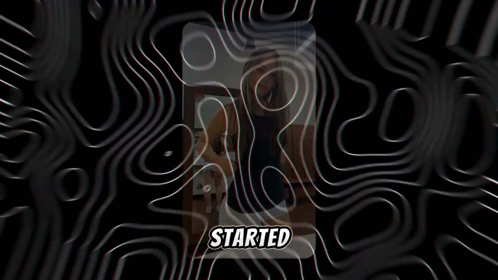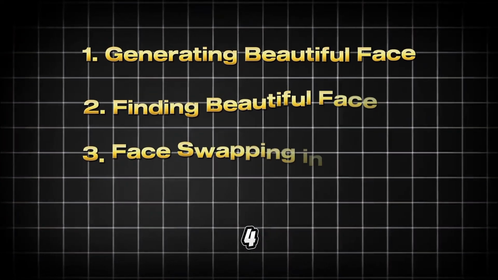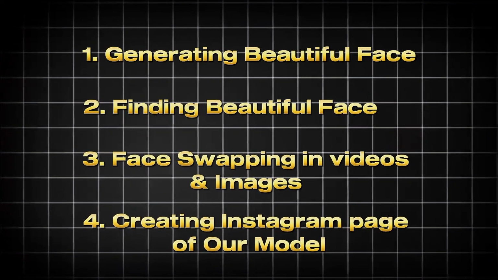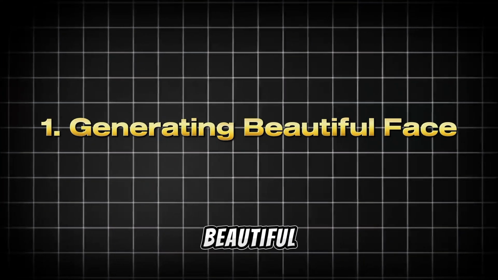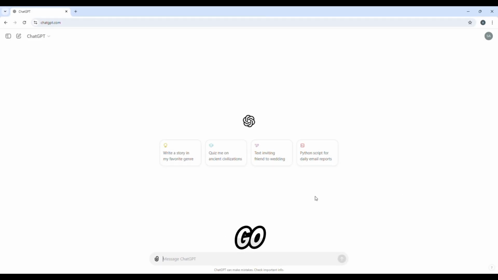So let's get started. Our video will be completed in 4 easy steps. You can see them now. Step 1. Generating a beautiful face for our influencer. Now go to ChatGPT and ask ChatGPT to generate a prompt for the image generation of a beautiful girl.